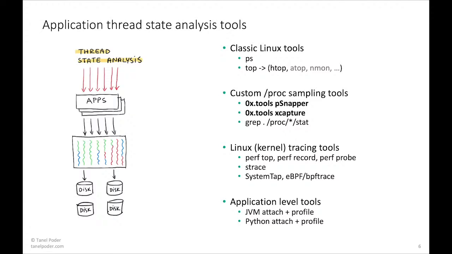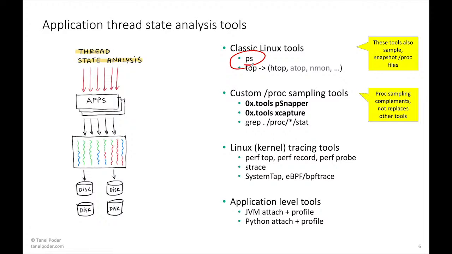Again, I'm not saying that this sampling will replace everything else. Absolutely not. These other tools will still be very useful and used every day. So proc file system sampling, or thread state sampling, complements other tools. But other tools are still going to be needed, including your database optimizer analysis tools and so on. Okay, so actually, when you run ps, the most standard tool of them all, ps also reads the proc files, right? So I'm actually going to start the demo using ps.